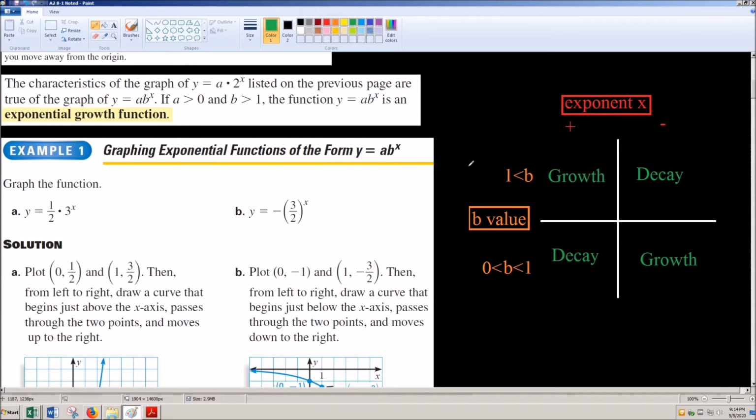So when we look at these, there's basically 4 options that I could have, and it's really just 2. So if my b value is less than 1, so let's say, for example, I had 1/2, actually I'll do a new color here. So let's say I had 1/2 raised to the x, okay? So this example is going to have a value that is less than 1 with a positive.